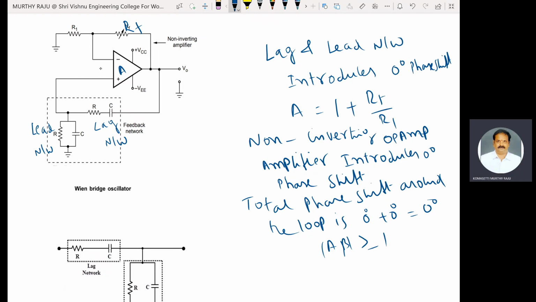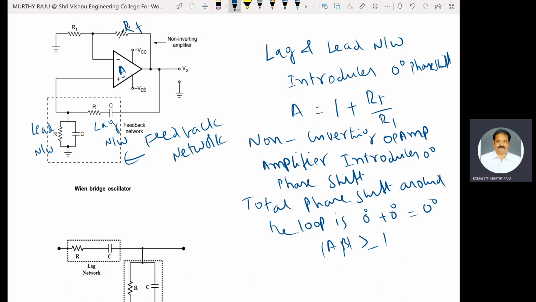This is the op-amp. The op-amp is in non-inverting amplifier configuration because the output of the amplifier is fed back to the non-inverting terminal of the op-amp, that means the plus terminal, through this feedback network. This is the feedback network.